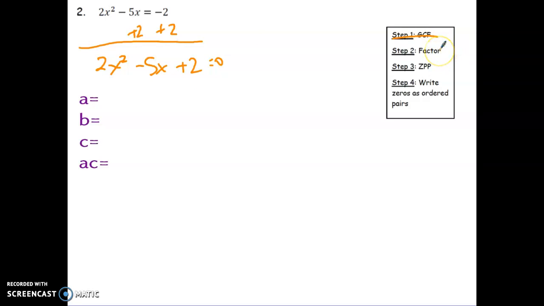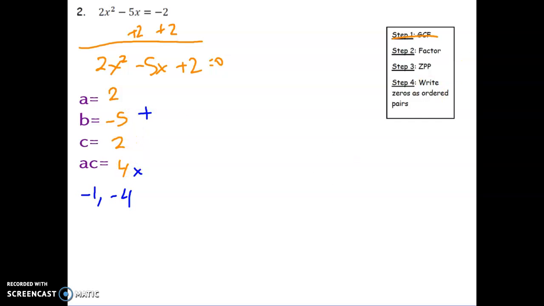Okay, now let's factor. So identify your A, B, and C. All right, A times C, 2 times 2 is 4. Okay, so I want two numbers that multiply together to be 4 and add together to be -5. See what you guys can come up with. Hopefully you came up with -1 and -4 because -1 times -4 is +4. -1 plus -4 is -5.